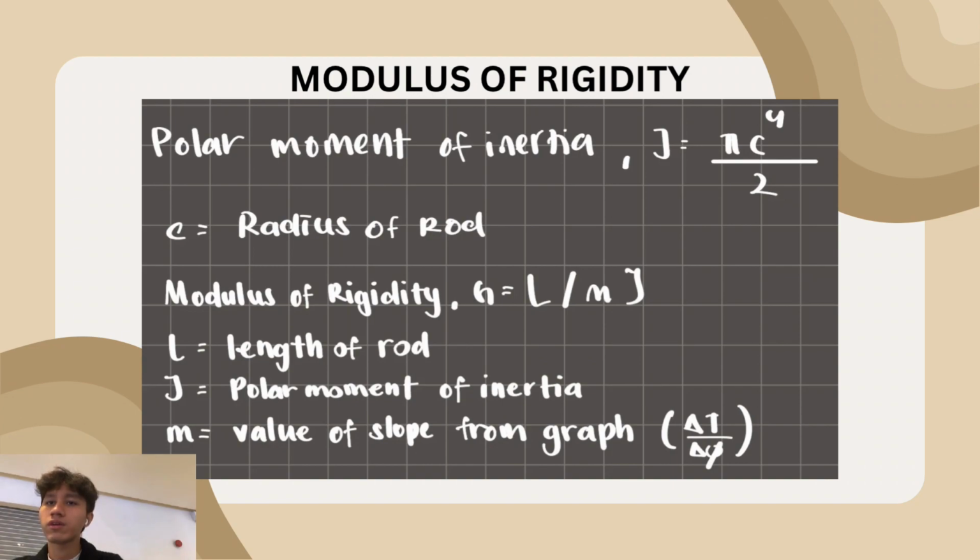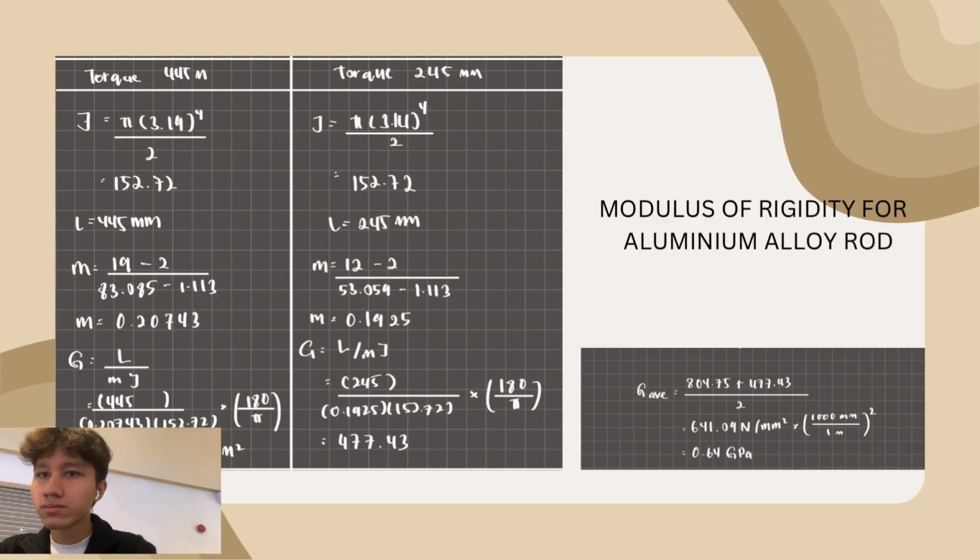Next, we are going to calculate the modulus of rigidity. So first, we are going to find the polar moment of inertia, where J is equal to πc⁴ divided by 2, and c is equal to the radius of the rod. And then we can get the modulus of rigidity, where G is equal to L divided by mJ, where L is the length of the rod, J is the polar moment of inertia, and m is the value of the slope from the graph. So these are the moduli of rigidity for the aluminum alloy rod.